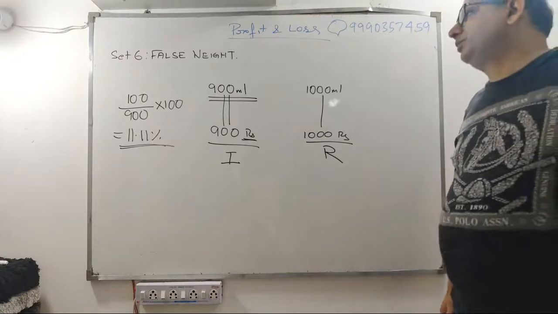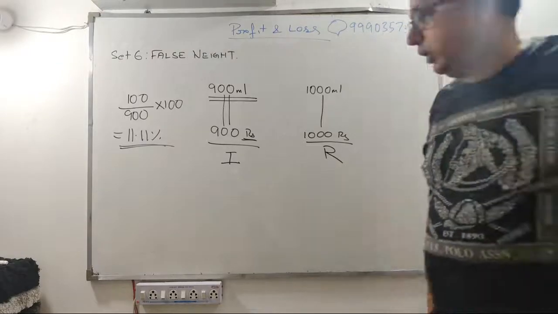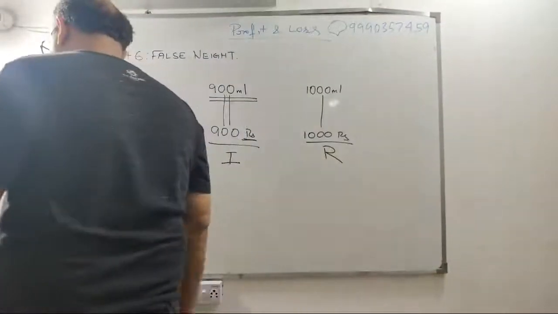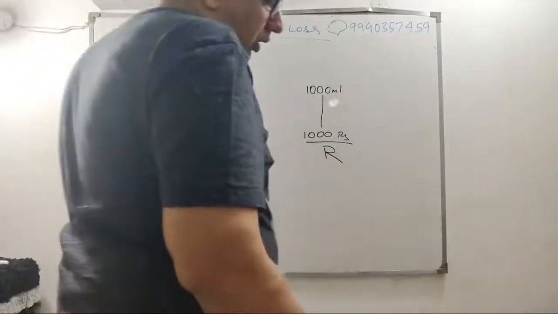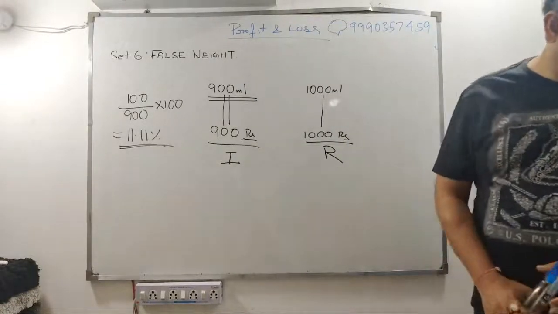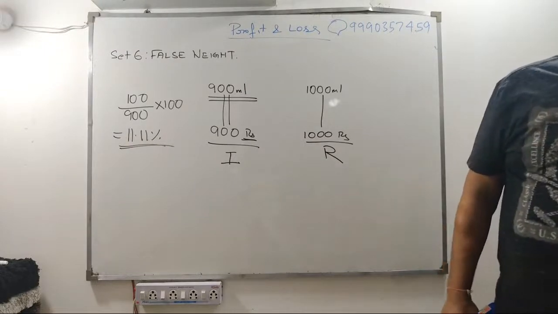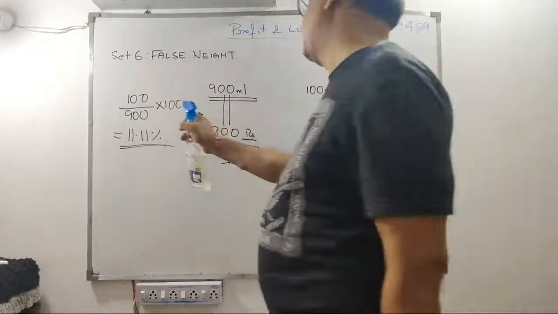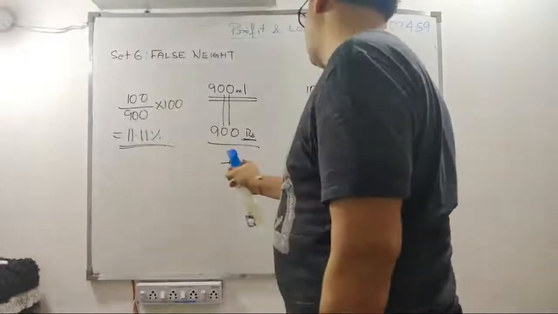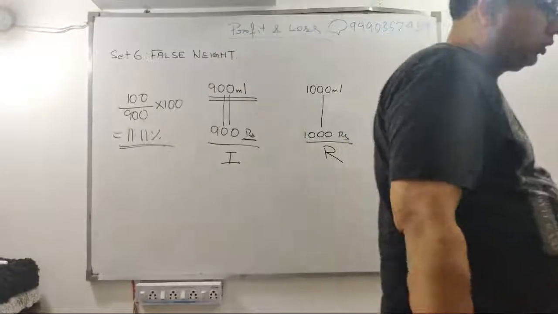Fine, perfect. So let's write down the next one. Question number 2, that's our last question in the theory portion. A milkman cheats his customer by using a false measuring weight.